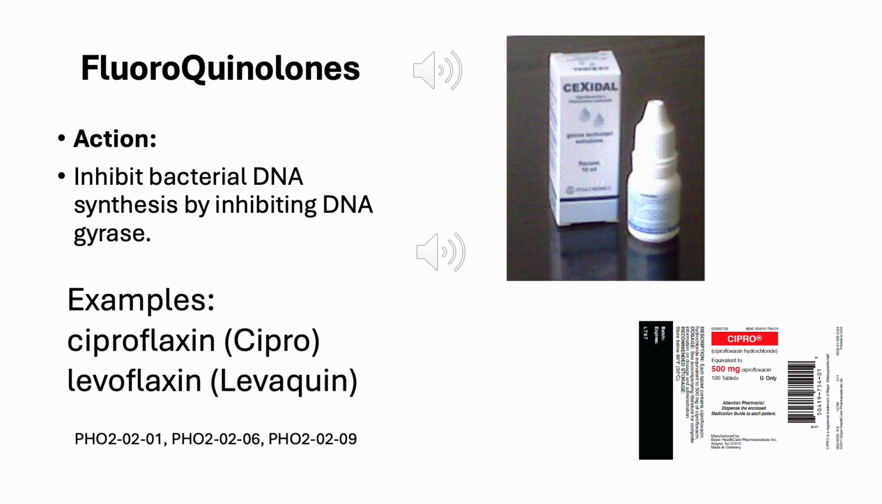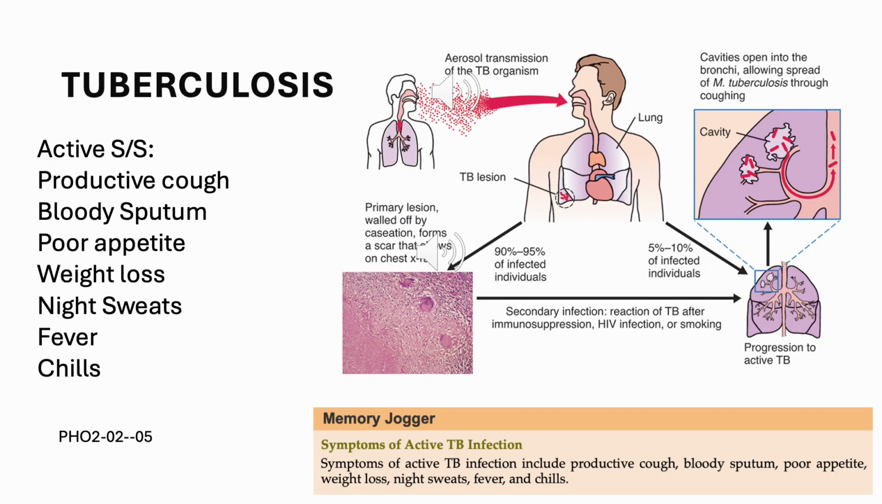Fluoroquinolones have also been linked to contributing to arthropathy, which is that weakening of the tendons. Tuberculosis. The active signs and symptoms are productive cough, bloody sputum, poor appetite, weight loss, night sweats, fever, and chills. Tuberculosis is spread by droplets.